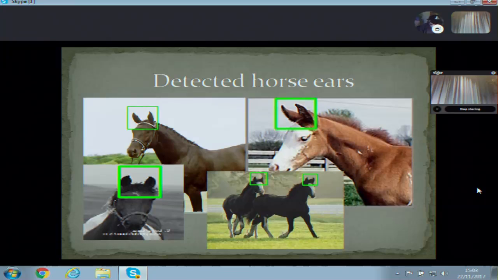So here you can see some examples of positive detections of ears. And as you can see, the horse detector worked. But I decided to increase its reliability by combining it with the existing third-party horse detector that I previously mentioned, the one for right-facing horses.